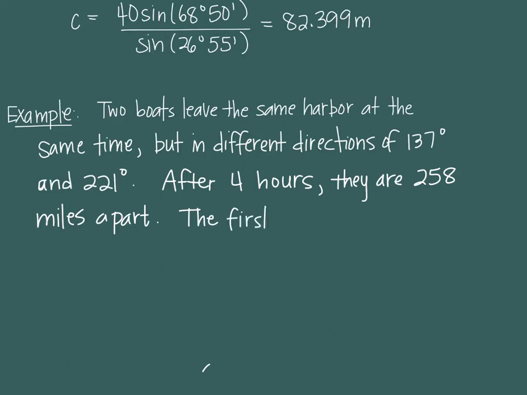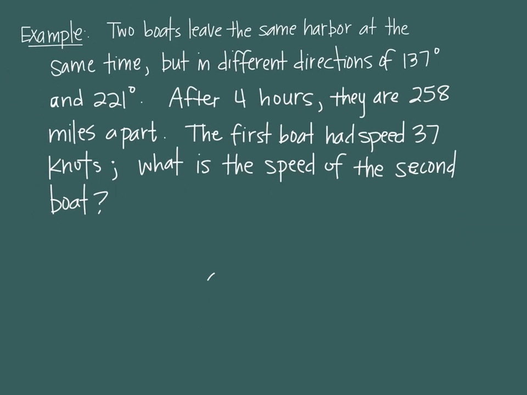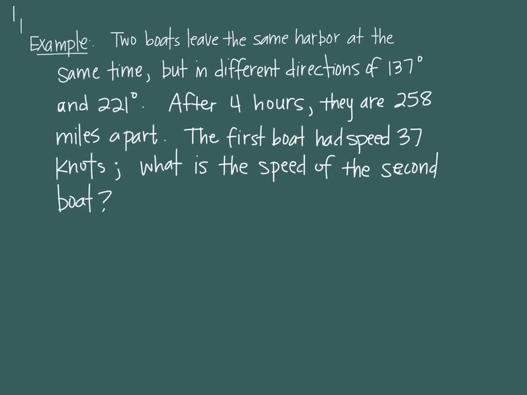The first boat had a speed of 37 knots. Remember, a knot is a nautical mile per hour measured on water. And so our question is, what is the speed of the other boat? So what is the speed of the second boat? Okay, so we want to get a visual on this, so we can picture that this is not a right triangle, but then hopefully still solve.